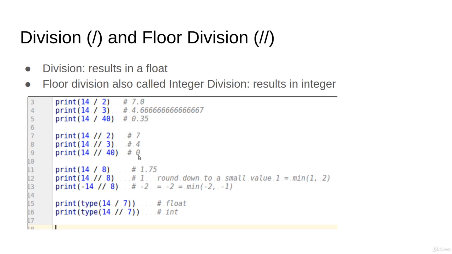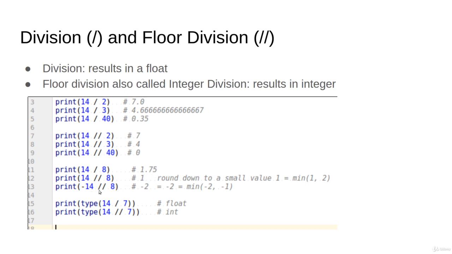So that's all. Now let's see this floor division when it comes with negatives, because it's a bit tricky. If we have 14 divided by 8, this is 1.75. If we have 14 integer division by 8, then we will discard the fractional part, and it is now 1.